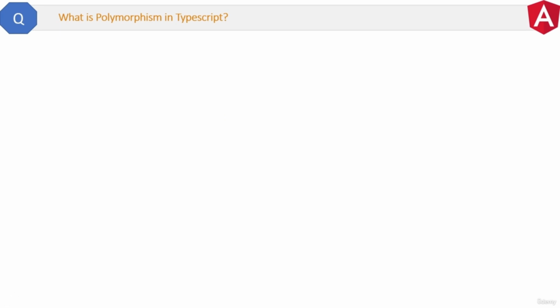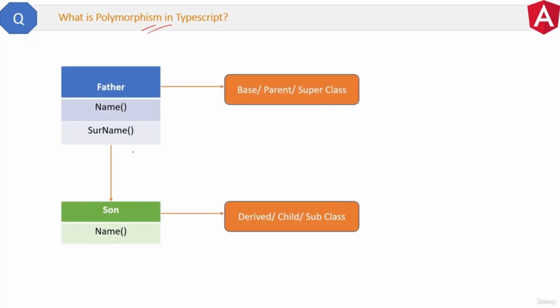Here is the question. What is polymorphism in TypeScript? Polymorphism means a same name method can take multiple forms. For example, here is a base class Father with methods name and surname. Now we have a derived class Son. This Son class will automatically get the surname method of the Father class, and that is completely fine. But the Son class wants a different implementation of the name method because he wants a different name.